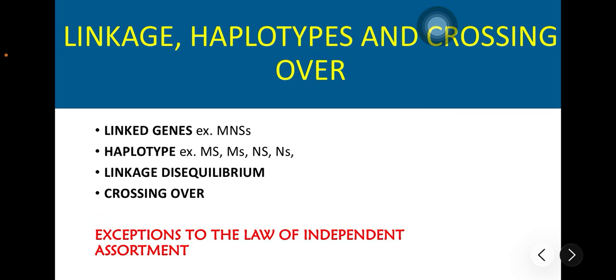Now let's proceed to the terms linkage, haplotypes, and crossing over. Sometimes genes like to travel in packages. When two or more genes are located very close together on the same chromosome, they are linked and inherited as a single unit called a haplotype. We see this clearly in the MNSs and Rh systems. For example, the big D, the big C, and the small e genes are so close that they almost always stay together from parent to child rather than mixing and matching randomly.